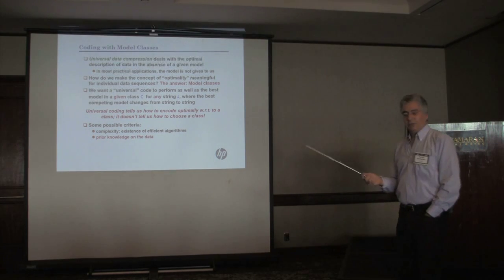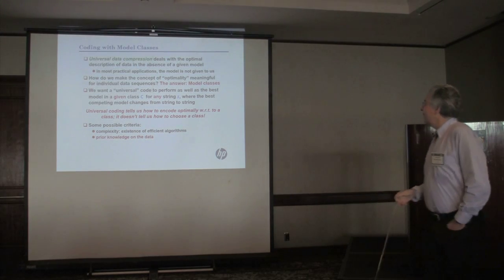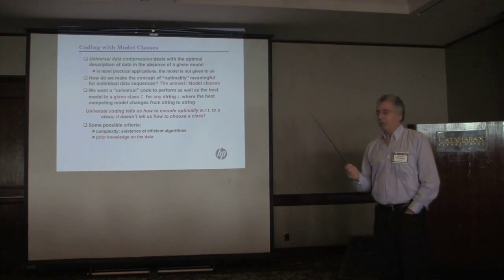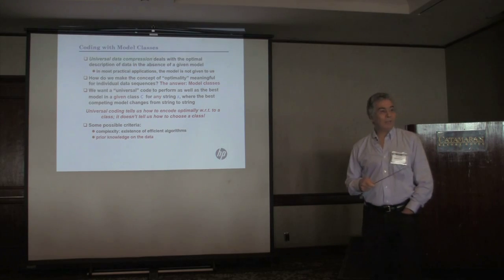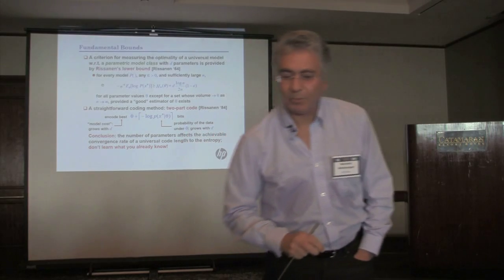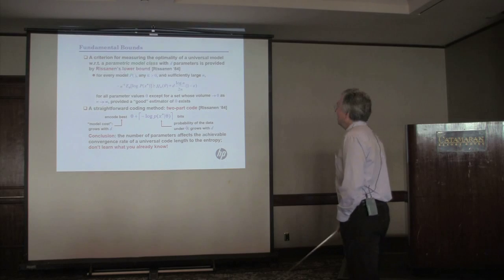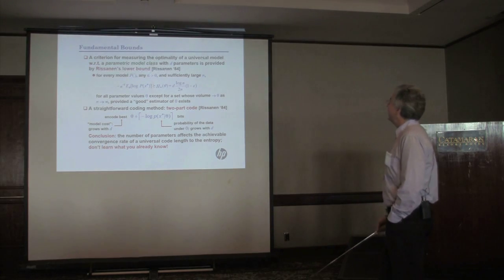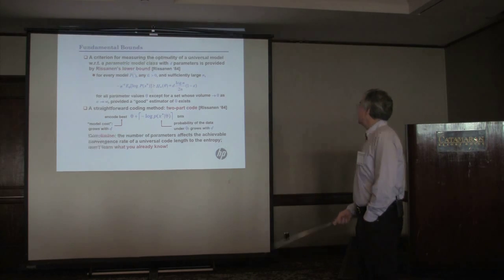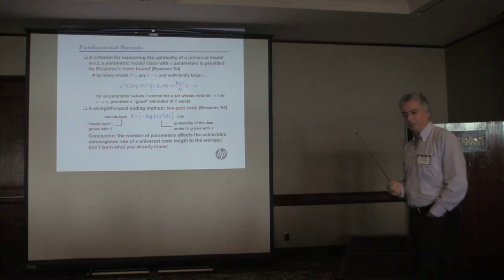The other answer, which is the one to which I will devote the next couple of slides, is that you determine your model class based on prior knowledge that you may have on the data, things that you may know about the data. And why is that important? Well, let's get here to our first fundamental bound. A criterion for measuring the optimality of a universal model with respect to a parametric model class is something that most of you heard about, which is Rissanen's lower bound.